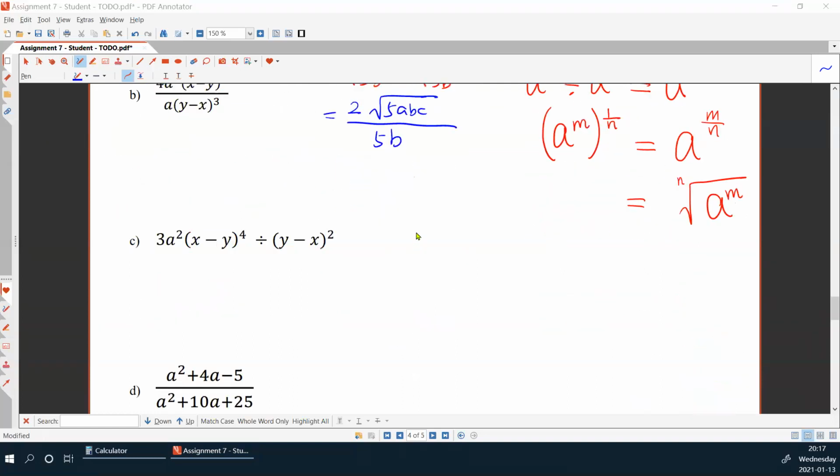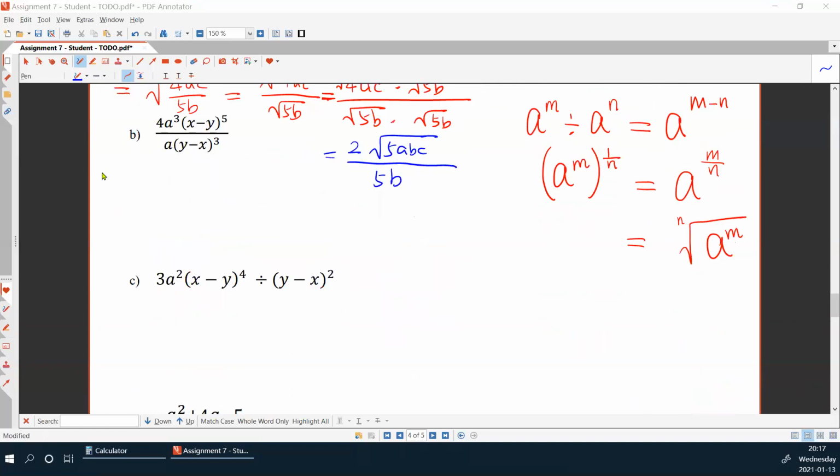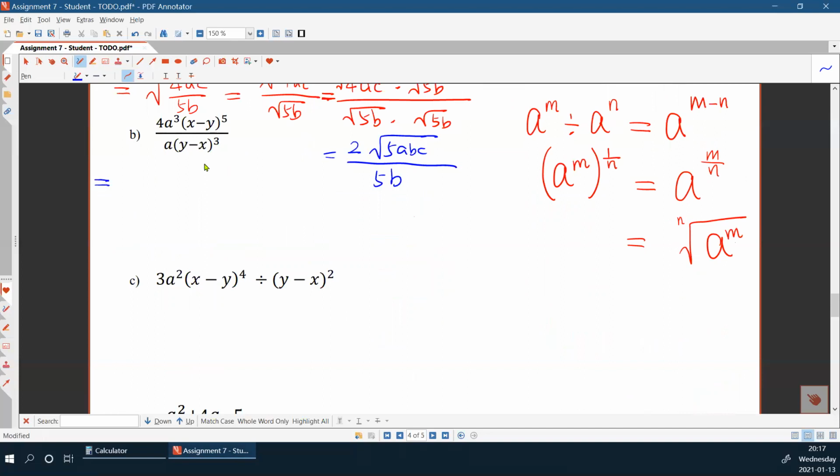Okay, next one. Both the numerator and denominator are in factor form. That means the product, right? All of them are already in a product form. So now we can try to cancel something. We can note that x minus y is actually minus (y minus x).